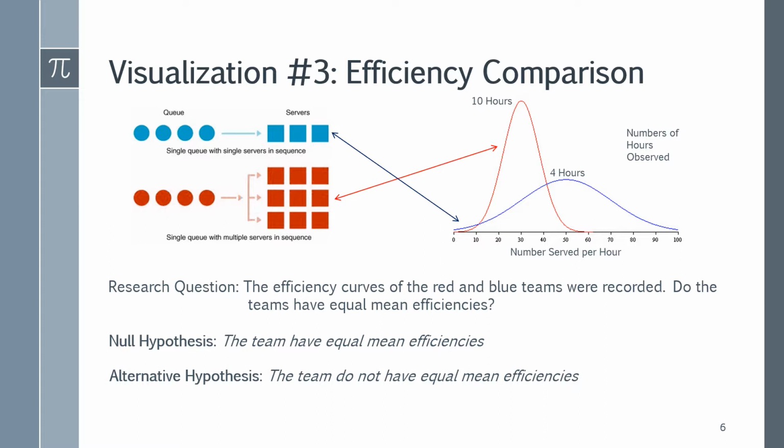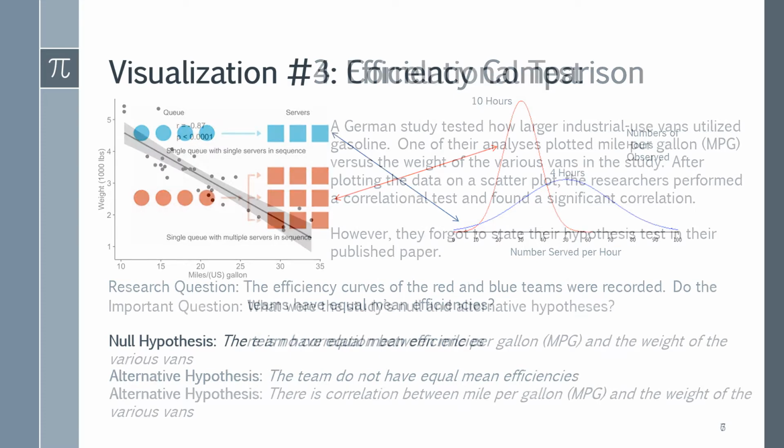Null hypothesis: the teams have equal mean efficiencies. Alternative hypothesis: the teams do not have equal mean efficiencies. Looking at the bell curve, the mean of the red is at 30, while the blue is at 50. Definitely, the teams do not have equal mean efficiencies, so we reject the null hypothesis.